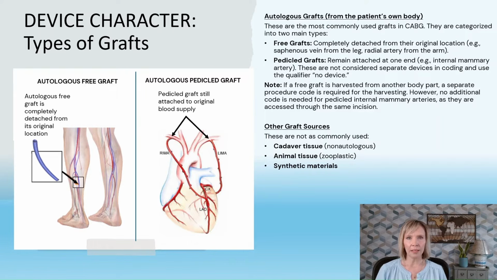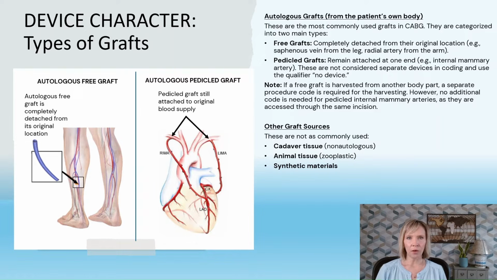When the graft is completely removed from its original location, meaning cut at both ends, it's called a free graft. The saphenous vein taken from the leg is the most commonly used free graft. Other options include the radial artery from the arm and in some cases the internal mammary arteries.